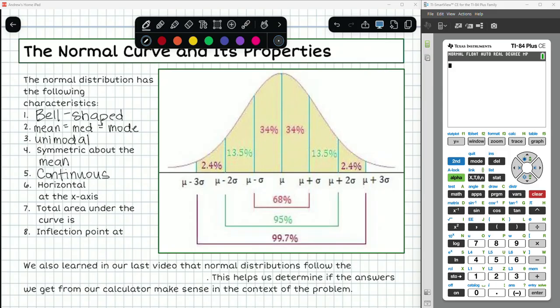Next one, we're going to pull a fancy term from probably one of your high school math classes, which is that this curve has a horizontal asymptote at the x-axis. What does asymptote mean? An asymptote means that this curve is going to get closer and closer and closer to the x-axis, but it's never going to touch.